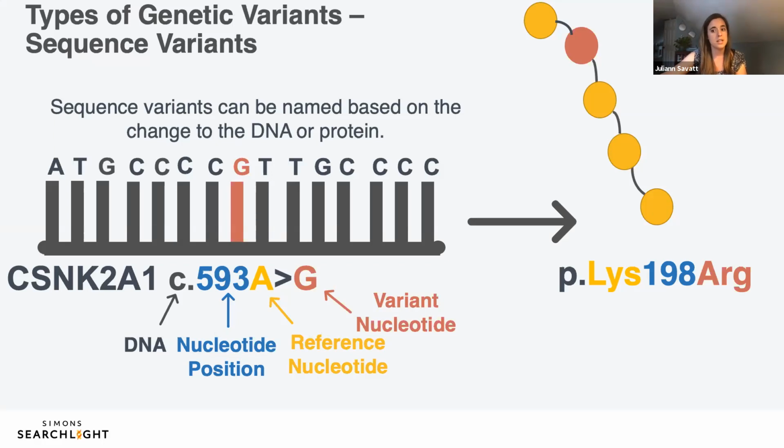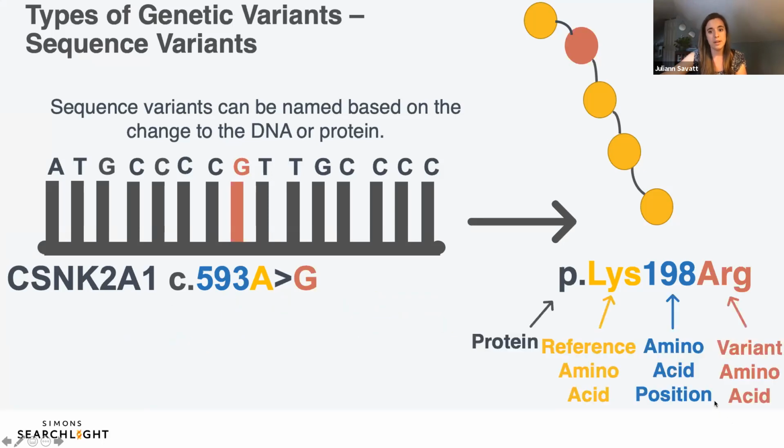This genetic change can also be described by the change to the protein. So if you see a p. (p dot) on your report, this is describing what happens to the protein, or what change there is in the protein.